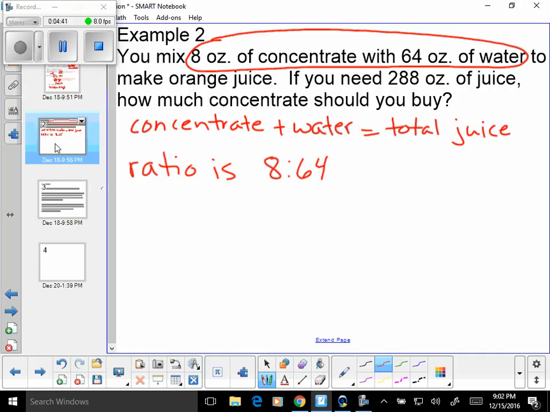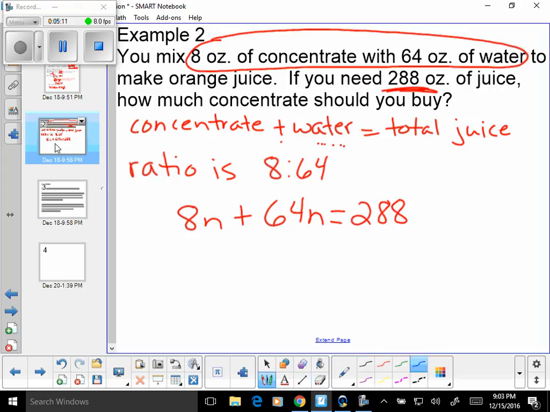I'm going to let N equal the amount of liquid this time, just because I like an N. Okay, so my concentrate is the 8, so that's 8N, plus, because I'm supposed to add, my water, which is going to be 64N. And my total amount of juice is given to me in the problem up here, 288.